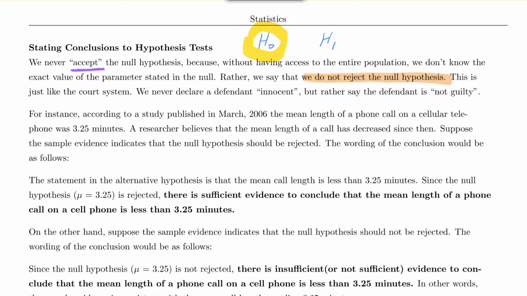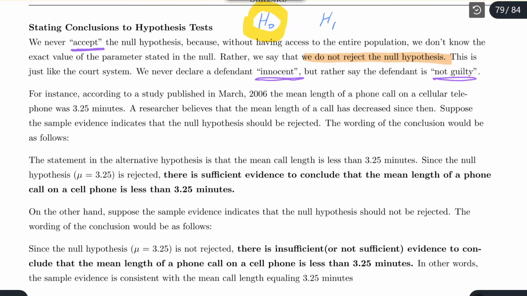And again, this is similar to the court system, the innocent, guilty example we saw earlier. We never say the defendant is innocent, but we rather say the defendant is not guilty. Based on the evidence, we can say that the defendant is not guilty. Okay? So the language we use is very important because we don't want to sound like more than what we know in general, right? Especially in these problems.